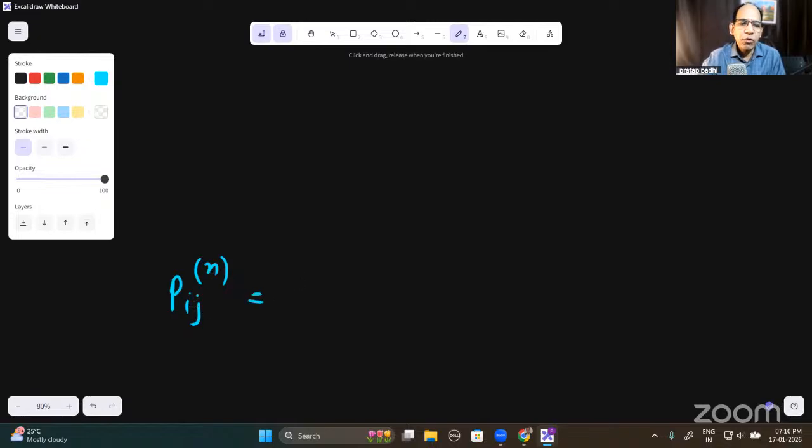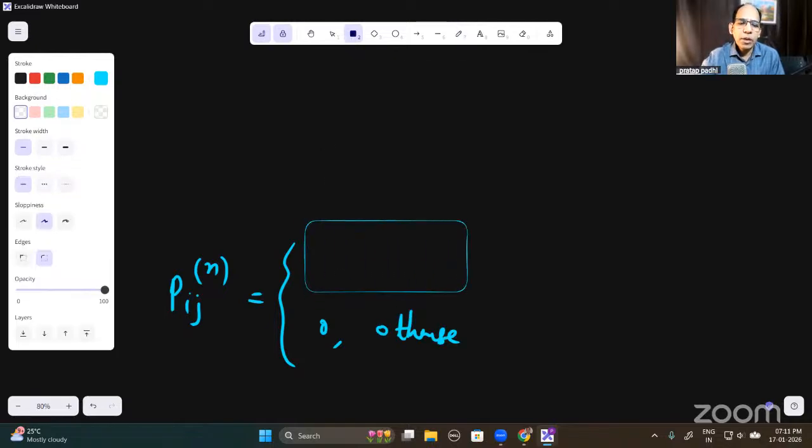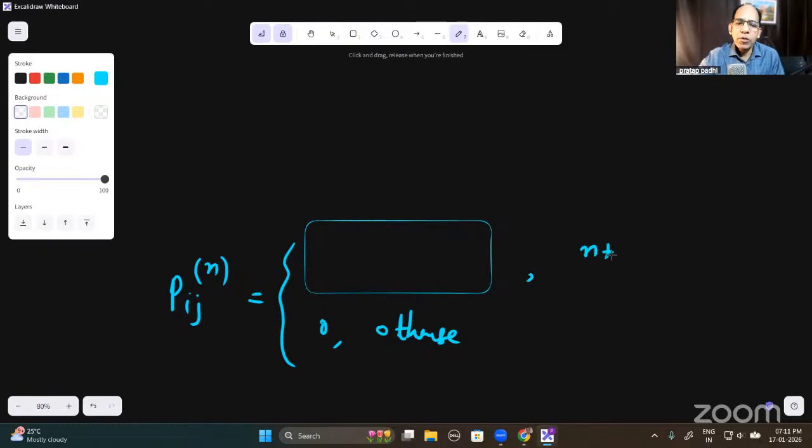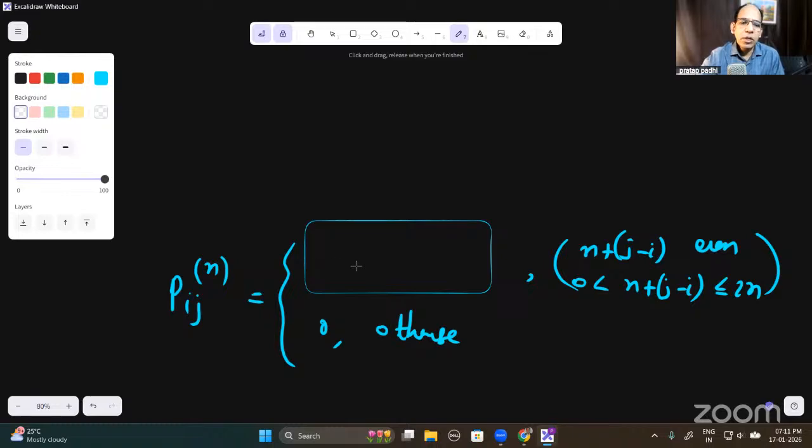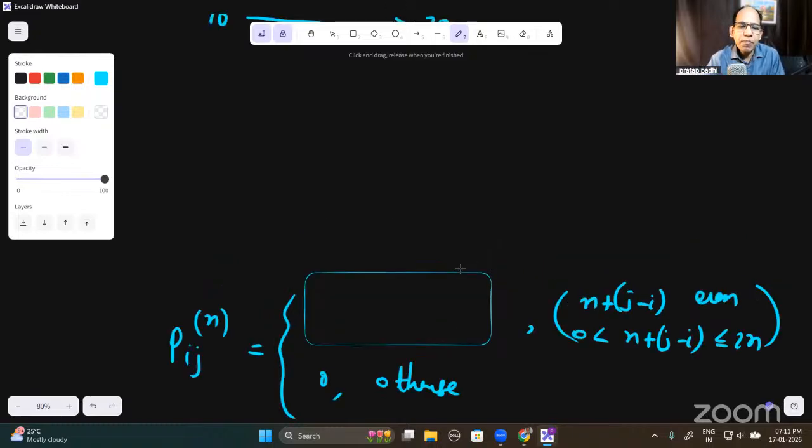That will be equal to 0 otherwise. And what is the probability? We'll find this now. We'll derive this. Under what condition? n plus j minus i is even. This is one condition. The other condition is n plus j minus i less than or equal to 2n. Under these two conditions, this will derive. Okay, let's derive now. It will take 2 minutes.